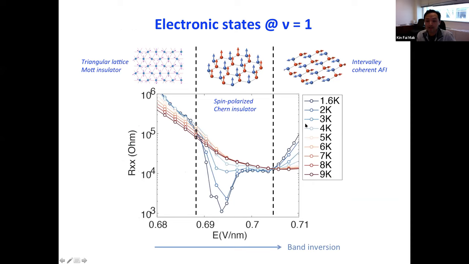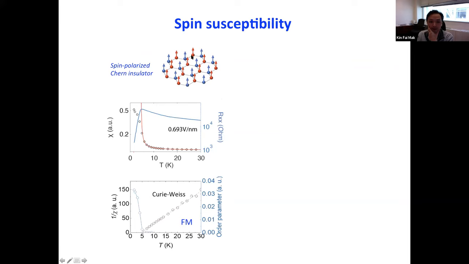And I will use the last few minutes to talk about this final state here, which, we believe, is an inter-valley coherent antiferromagnetic state after this dashed line here. Okay, so let me compare it. I want to show you that this is actually an antiferromagnetic state.